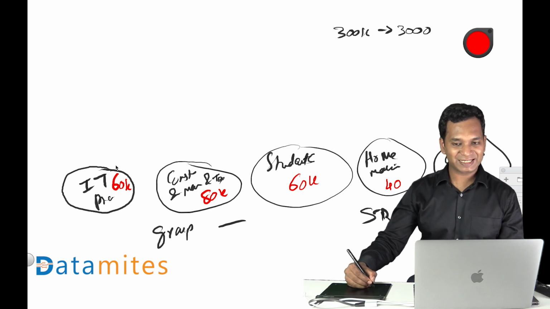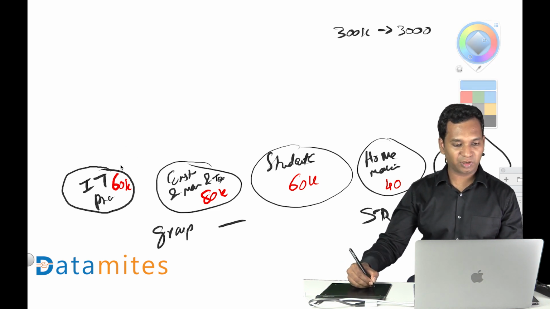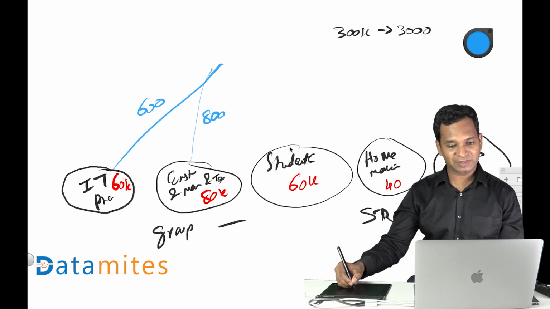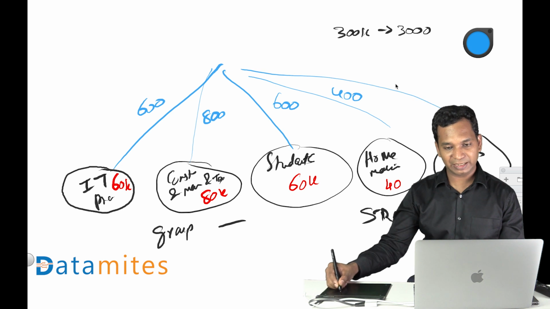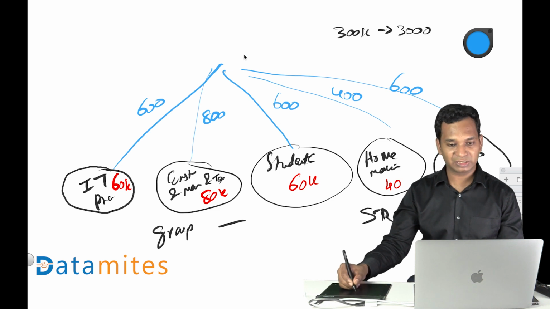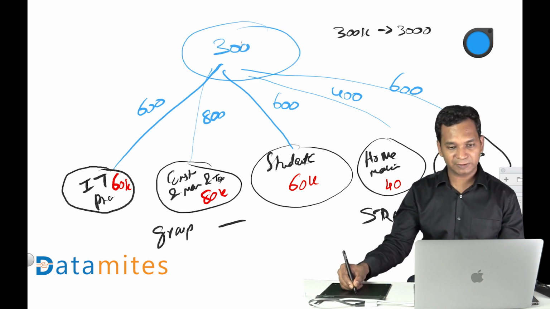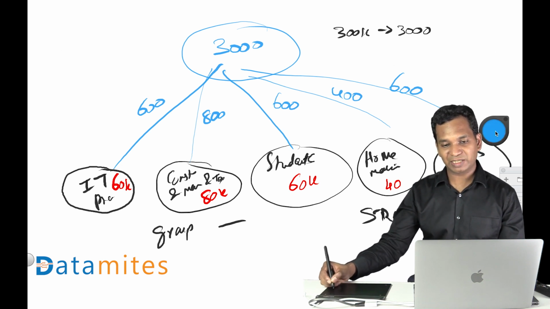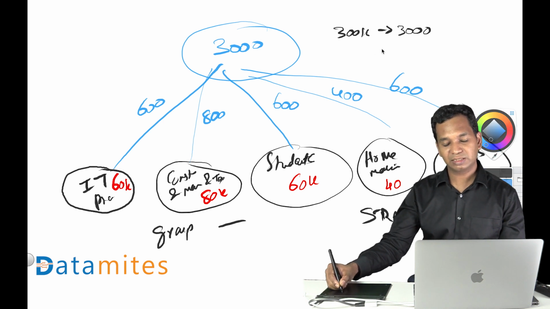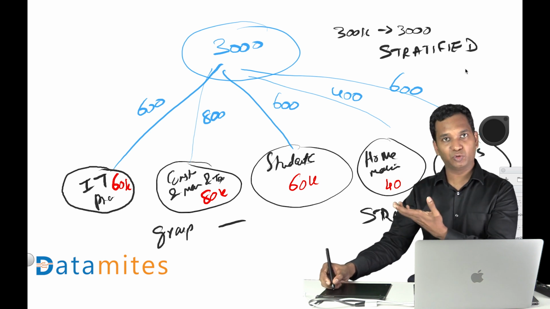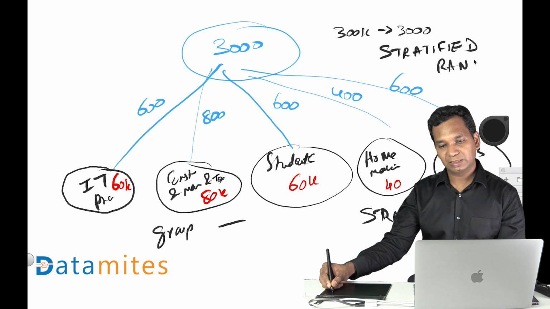Now I take a proportional sample from each of these. So from here I'm going to take 600 random samples. Here I'm going to take 800 random samples. Here 600 random samples. Here 400 random samples. Here it is again 600, because I'm taking proportionally. This is a one percent sample, so I'm taking 1% from each of these. If you combine all of this, it becomes 3000. And this technique is called stratified random sampling. Strata is just a group, so stratified random sampling.